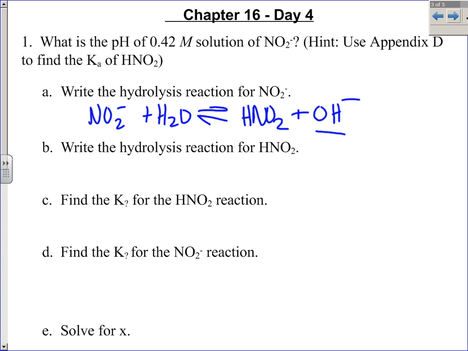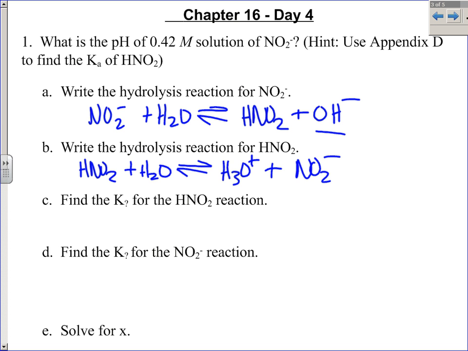Now, it also asks us to write the hydrolysis reaction for HNO2, so nitrous acid. Well, if I throw nitrous acid in water, what's going to happen here is nitrous acid is going to give us this hydrogen, and we're going to form H3O plus out of the water, and we're going to be left with the conjugate base of NO2 minus. So that would be the hydrolysis for HNO2.